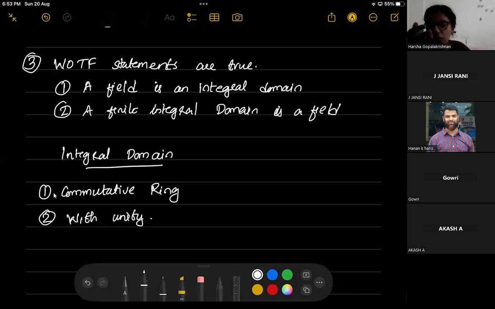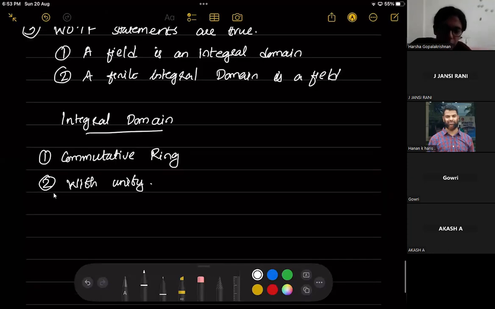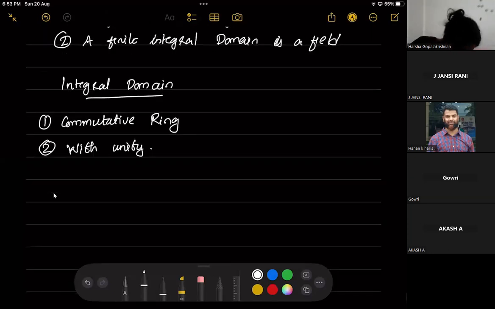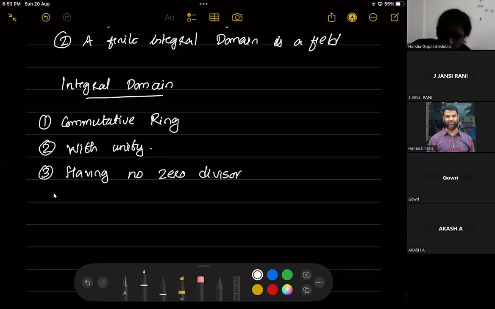I am not going through all the definitions of these. I will just state the definition of integral domain only. A commutative ring with unity and having no zero divisor. This is the definition of integral domain. You can go through the lecture or any books to check what these definitions mean. Now let's concentrate on the questions.